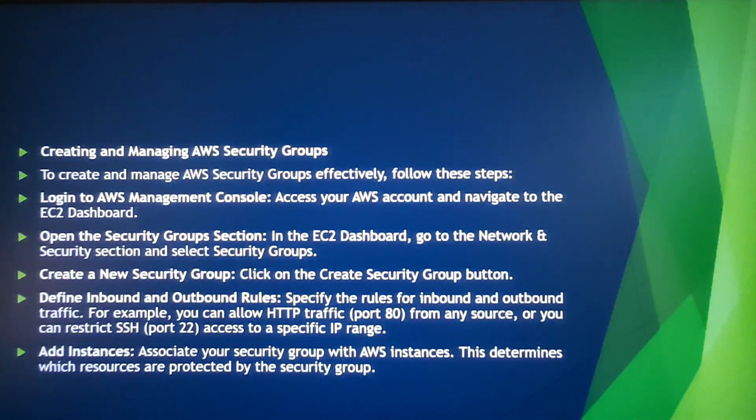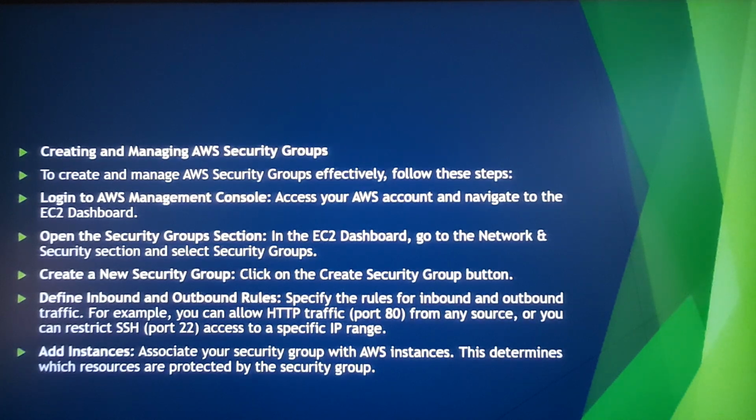Creating and managing AWS security groups. To create and manage AWS security groups effectively, follow these steps. Log in to the AWS Management Console. Access your AWS account and navigate to the EC2 dashboard. Open the security groups section. In the EC2 dashboard, go to the Network and Security section. Select security groups. Create a new security group. Click on the create security group button.